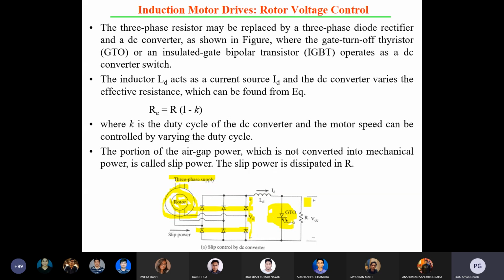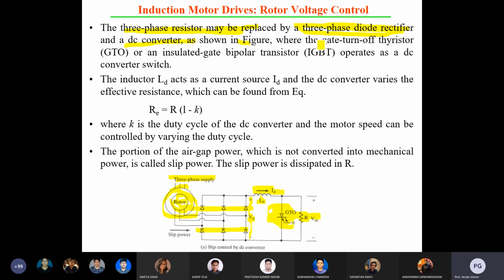You can see another concept also: the rotor energy can be fed back to your main bus this way. Your current is there, and a smoothing reactor is there, so you can do it through that path. Resistance is there, and you get VDC. The three-phase resistor may be replaced by a three-phase diode rectifier. Previously I showed you the three-phase resistor; now it is replaced by the diode rectifier and the DC converter.